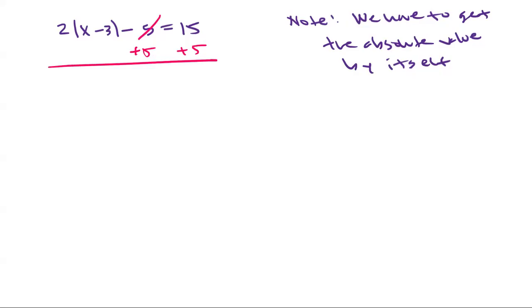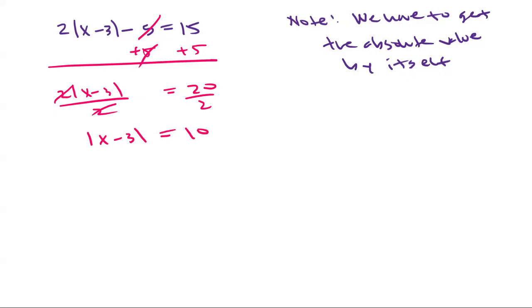So the -5 plus 5 go away. And now we have 2 times the absolute value of x minus 3 equals 20. Then we divide by 2. So now we got the absolute value by itself. This is what I mean. It's by itself. You have to get it by itself. So whatever is adding, multiplying into it, or being divided into it, get rid of all of that. We need to get this by itself.